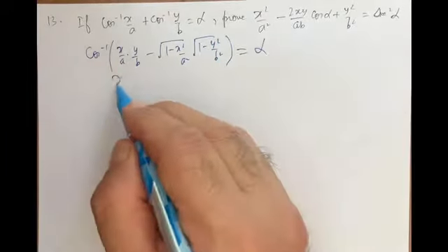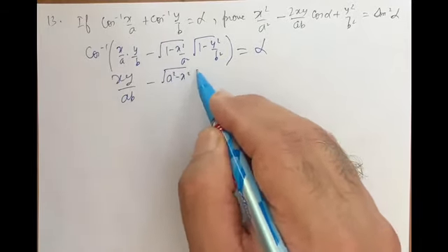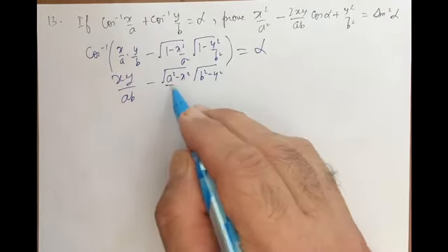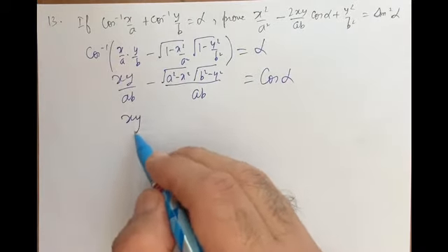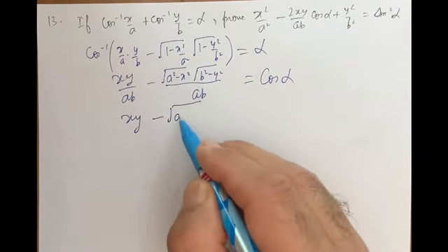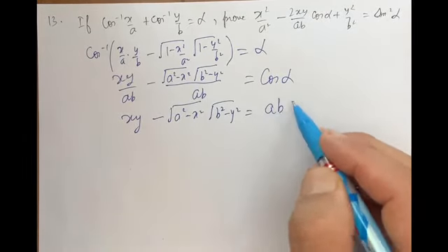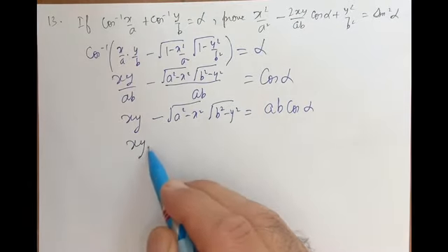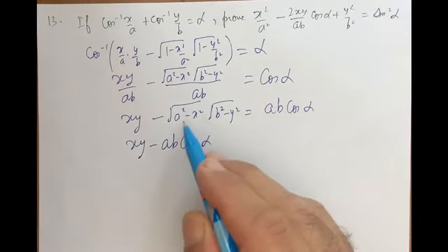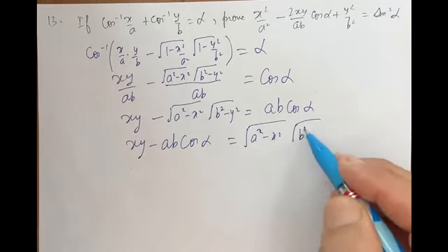This is alpha, or xy upon ab minus root of a square minus x square into root of b square minus y square upon ab. This is cos of alpha. Multiplying throughout by ab: xy minus root of a square minus x square into root of b square minus y square is ab into cos of alpha. Now shifting ab cos alpha to the left hand side, and this will go to the right hand side as positive terms. This is b square minus y square.